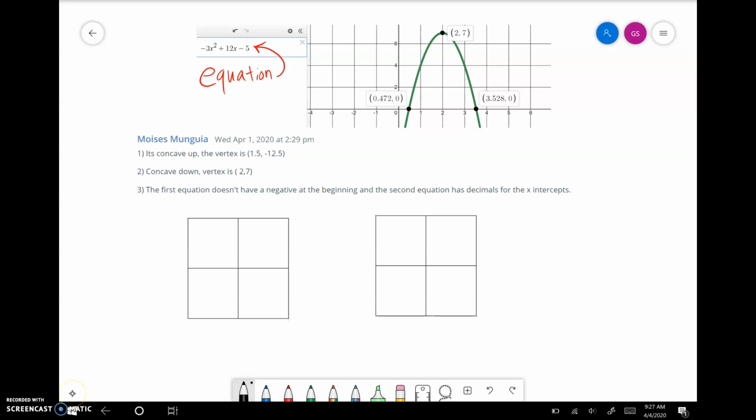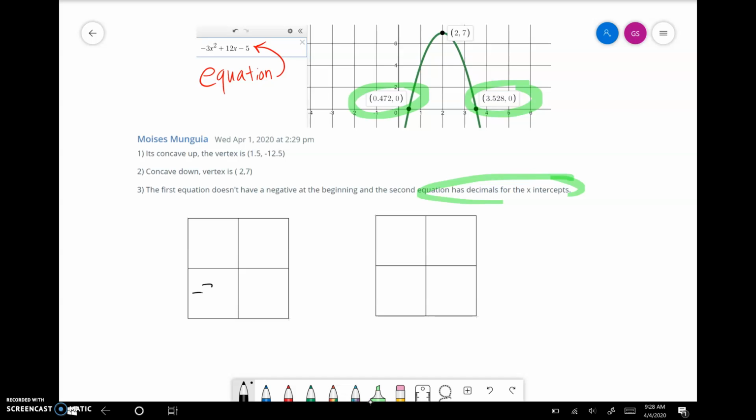Okay, I want to talk about this second example. One thing I want to talk about is Moises brought up you have these decimal x-intercepts, 0.472 and 3.528. There's something going on there. And the first thing I'm going to do is try to factor this to figure out what the x-intercepts are.